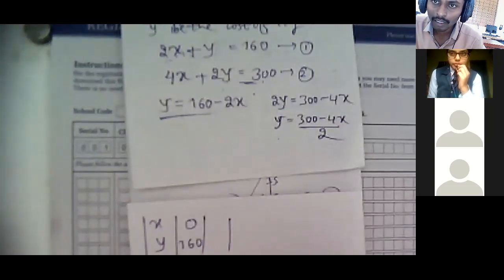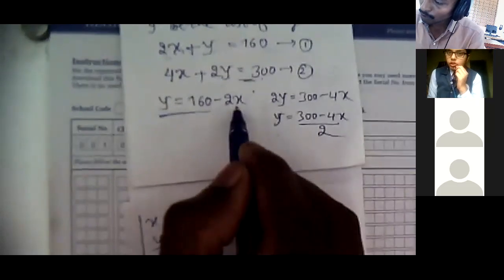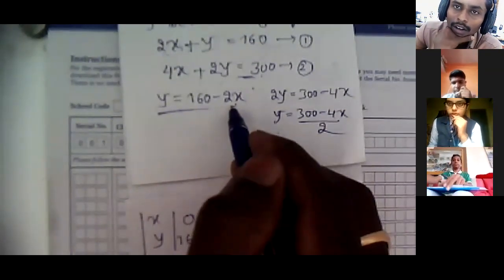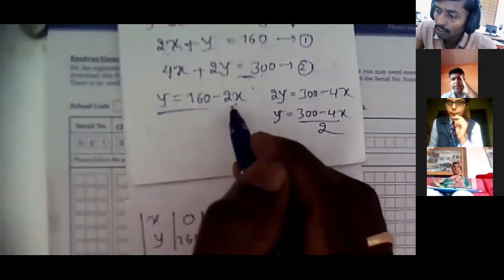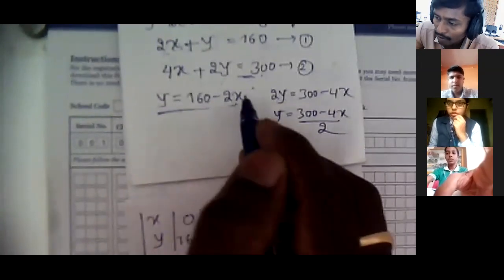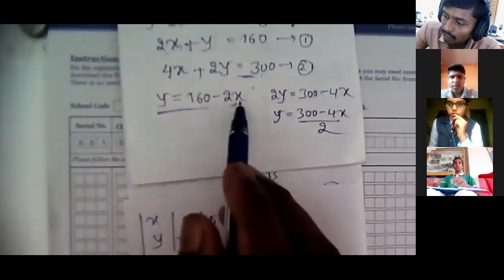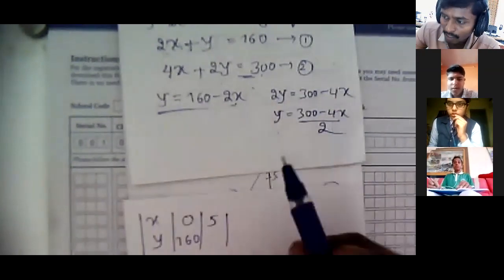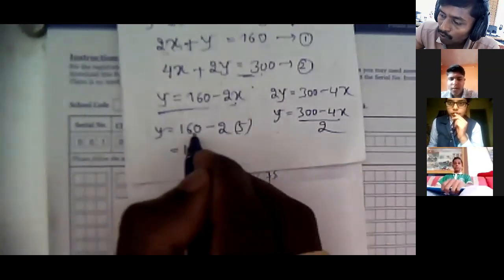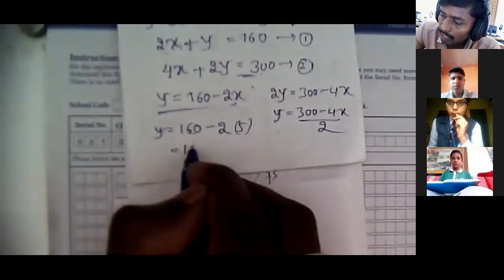Next, what is the value of x? Next value, x is equal to 1, or x is equal to 2, or 3, 4, 5. Put x is equal to 5, means 5 into 2 becomes 10. Therefore, y is equal to 160 minus 2 into 5. Therefore, to plot the graph, we will get the easiest values. 160 minus 10, it is 150.